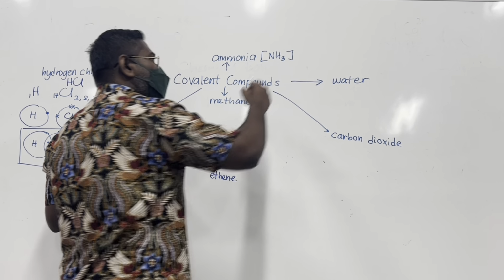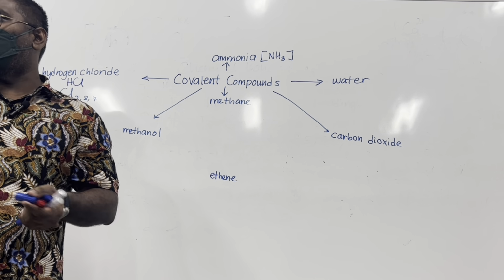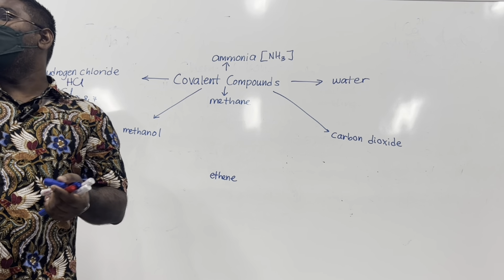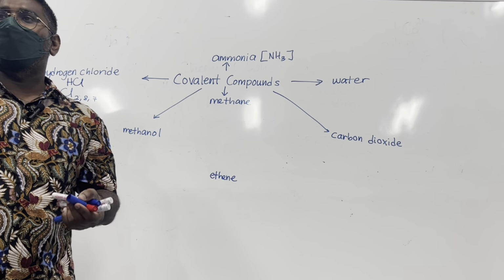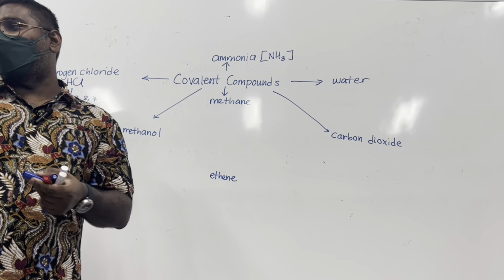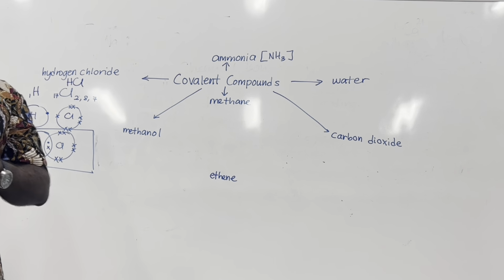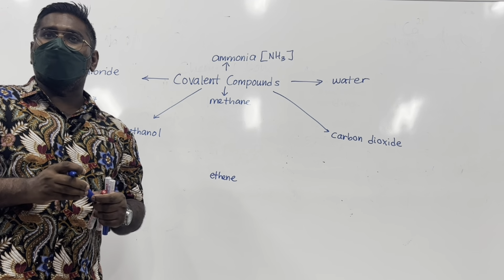You won't get this in the periodic table. You have to memorize it. Over time, you will learn. Ammonia is NH3, hydrogen chloride is HCl, or hydrochloric acid, HCl. So ammonia is NH3.